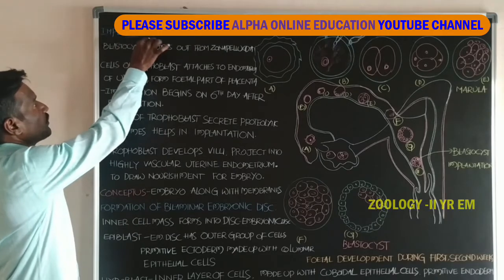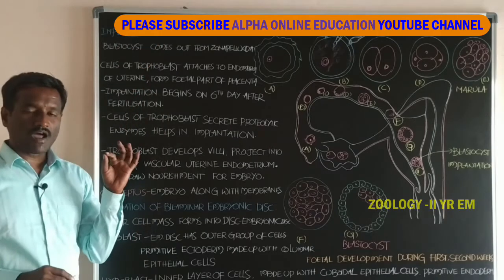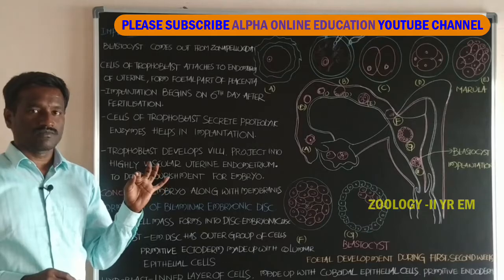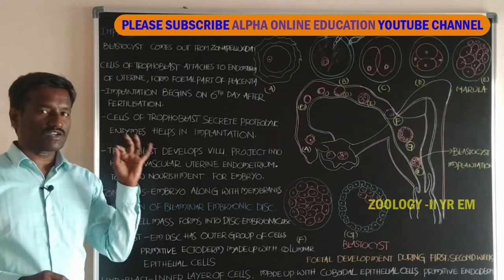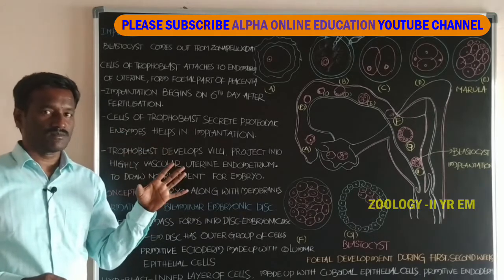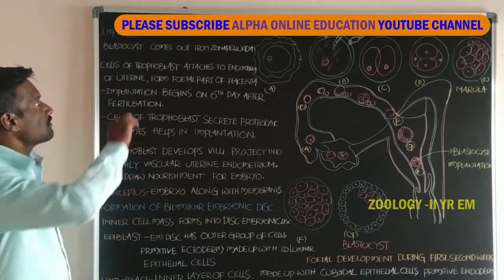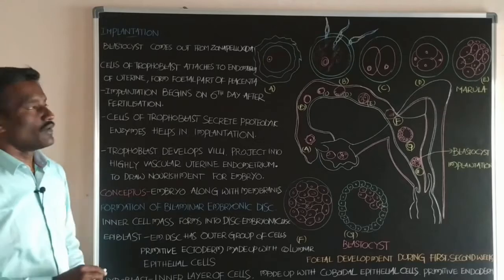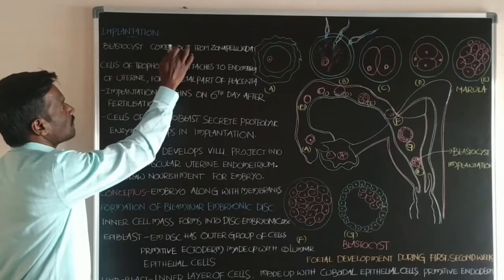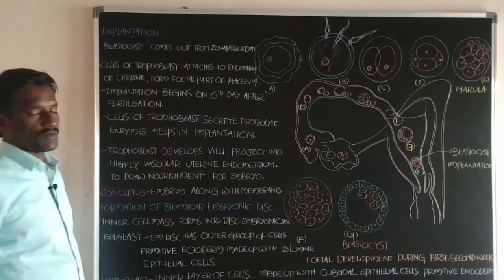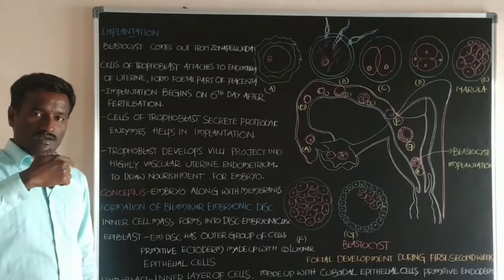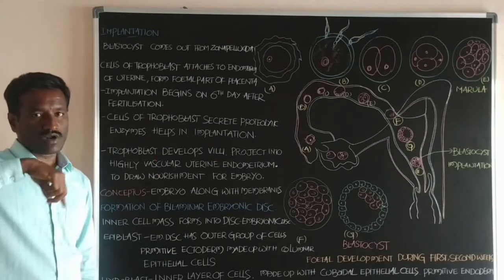Now discuss implantation. Implantation means attachment of the blastocyst stage to the wall of the uterus. That is called implantation. Question: how does the blastocyst come out from the zona pellucida? The developed egg is surrounded by the zona pellucida.